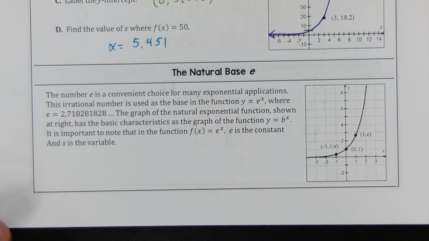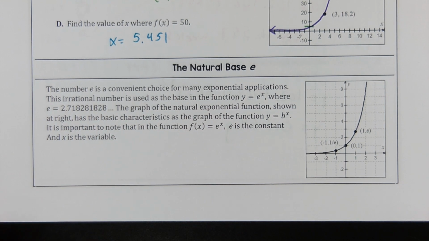Anyway, now let's talk about the natural base e. The number e, and I'm not high, you heard me right, the number e is a convenient choice for many exponential applications. This irrational number is used as the base in the function y equals e to the x, where e is a number that's around 2.718-ish.